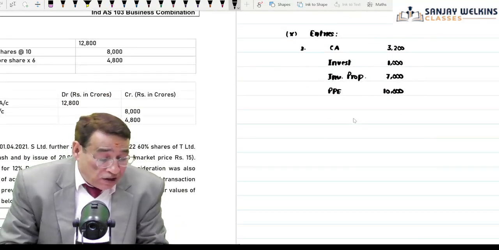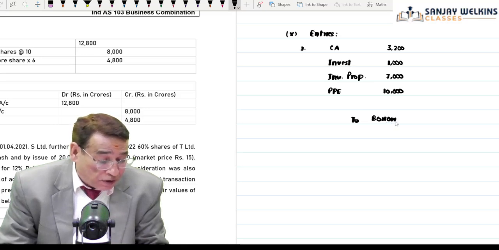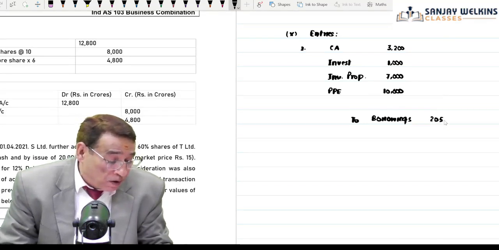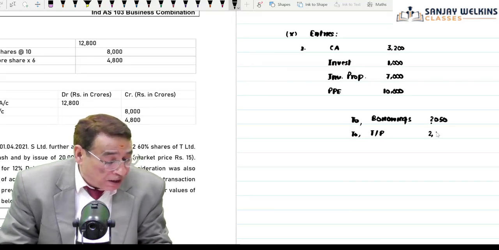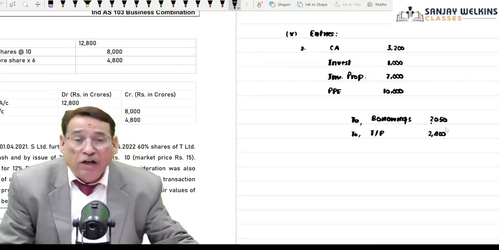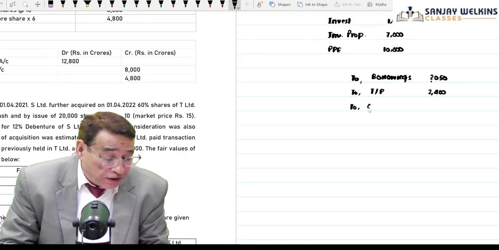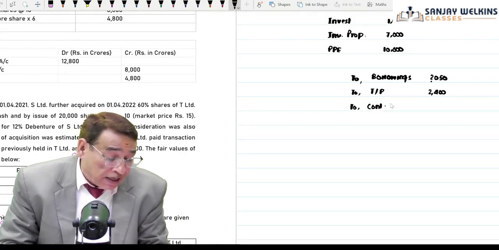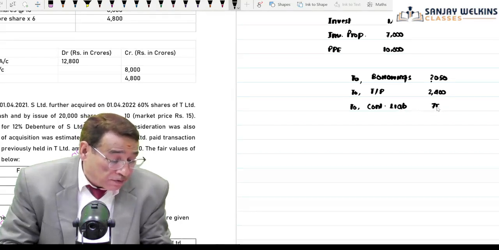Then I will intentionally leave a space and I will write the liability side items. Over there we find borrowings are given to us, so I'm going to write here borrowings. Amount of borrowings, fair value is 2,050. Then trade payables. Trade payable is 2,400. In the balance sheet it is written as 2,500, but fair value is 2,400. And you must not forget to write here contingent liability, because you will take over the contingent liability and you are going to record it as a liability. That is why it is a loss to you. Contingent liability you have taken over at a fair value of 750.